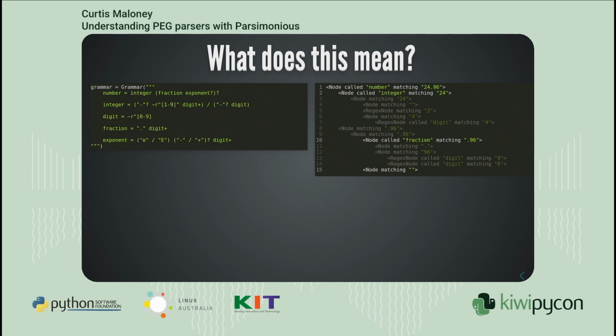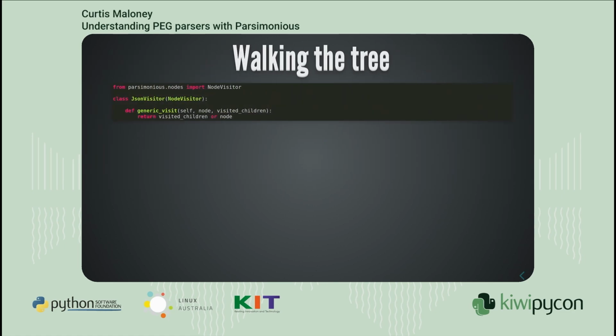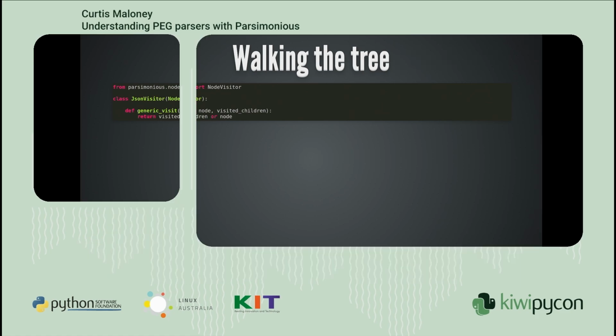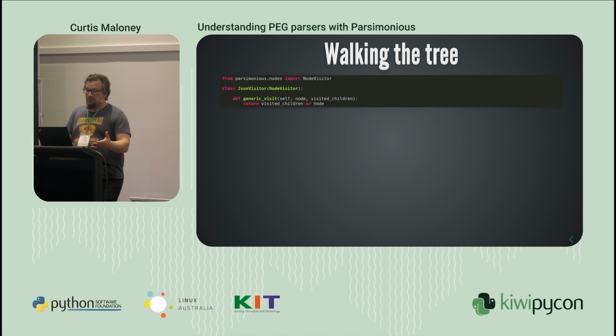Next step then is to walk the tree. Now, Parsimonious introduced a node visitor algorithm for doing this. You write a class. They do note that technically there could have been all class methods, but that would have just cluttered up the declaration, so it doesn't really matter.